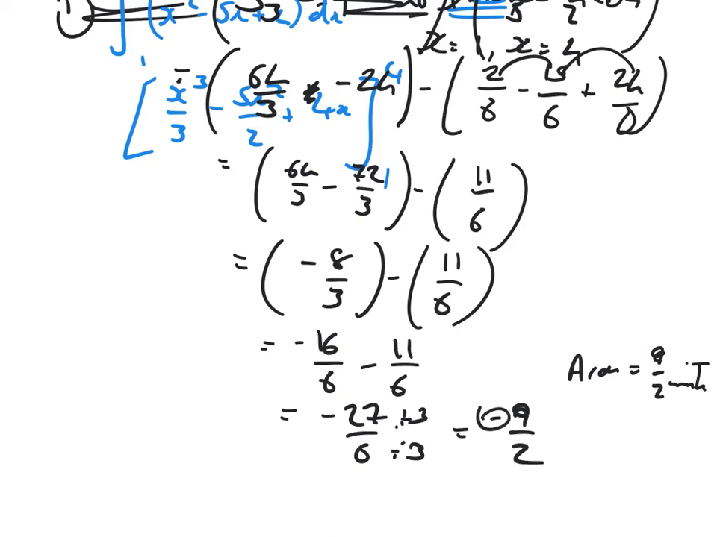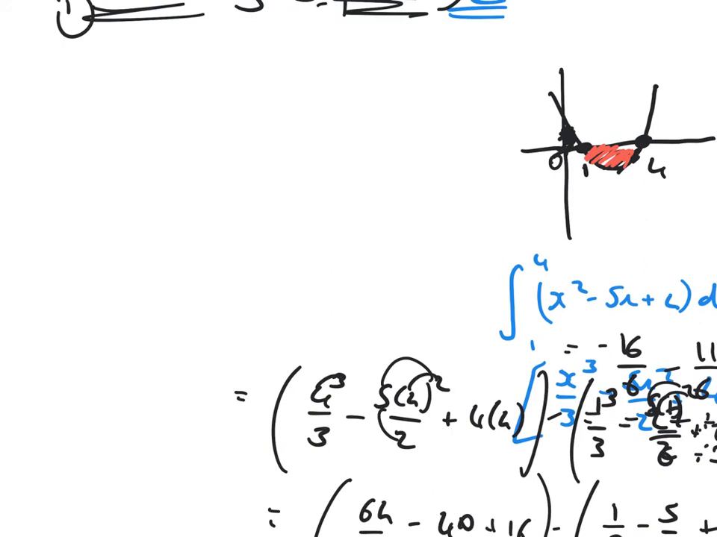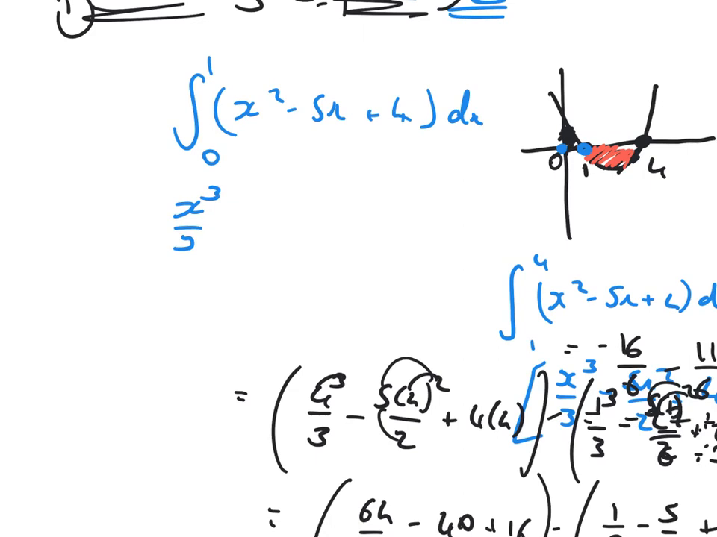So remembering that I ignore the negative, I expect to get that result because it was a distinct area below the x-axis. So let's try the area above the x-axis. Okay, so this time the upper limit is 1 and the lower limit, as we can see, is 0. And again, I'm integrating x squared minus 5x plus 4. Okay, add 1 to the power, divide by new power, x cubed over 3 minus 5x squared over 2 plus 4x between 1 and 0.